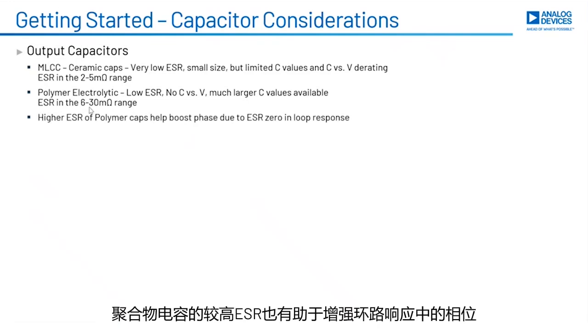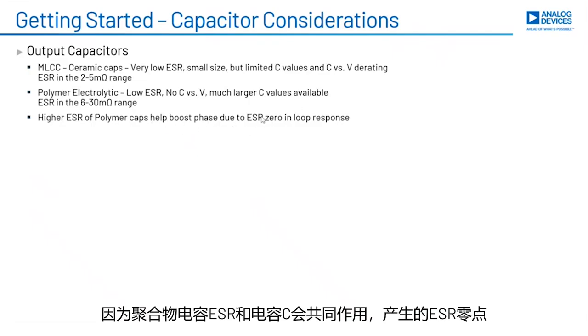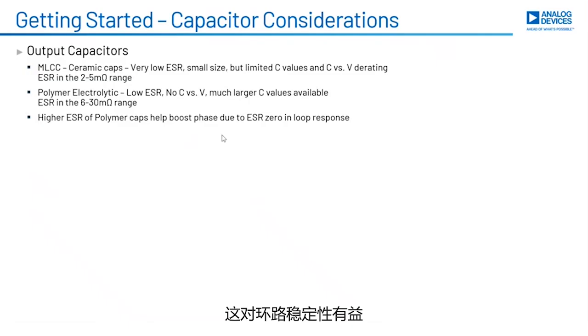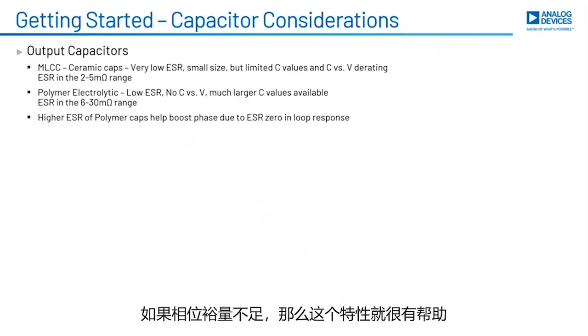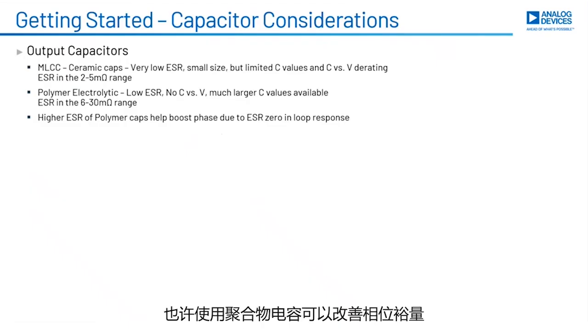The higher ESR of the polymer caps can also help boost the phase in the loop response due to an ESR zero that's formed by the ESR and the C of the polymer cap. And this can be beneficial when we look at loop stability. And you can see that in some of the design tools. So that's useful to know. If you're having trouble getting enough phase margin, maybe use a polymer cap and that might improve.